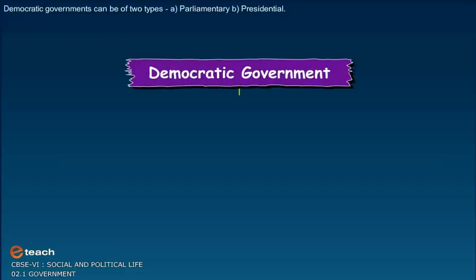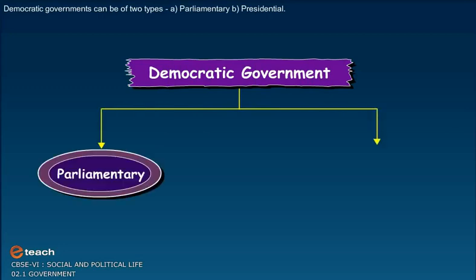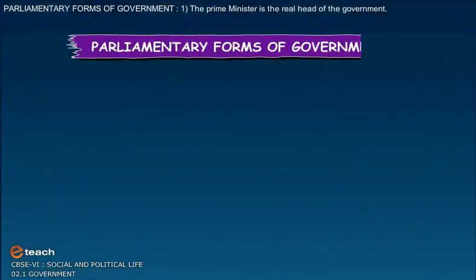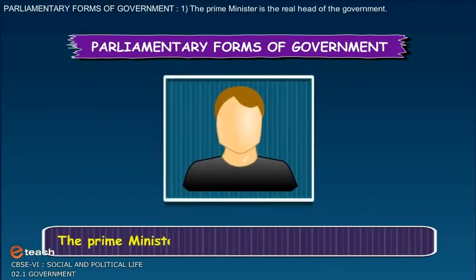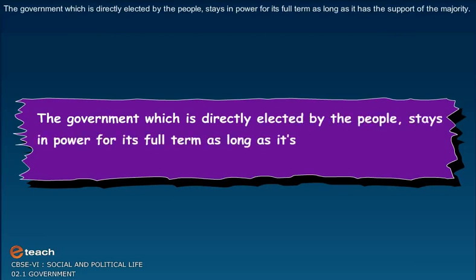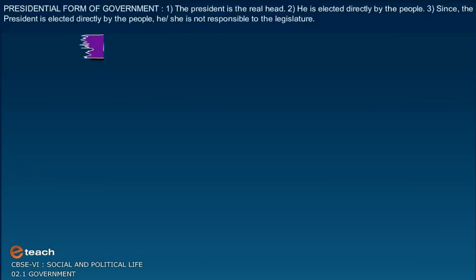Democratic governments can be of two types: A. Parliamentary, B. Presidential. Parliamentary form of government. 1. The Prime Minister is the real head of the government. 2. The government, which is directly elected by the people, stays in power for its full term as long as it has the support of the majority.